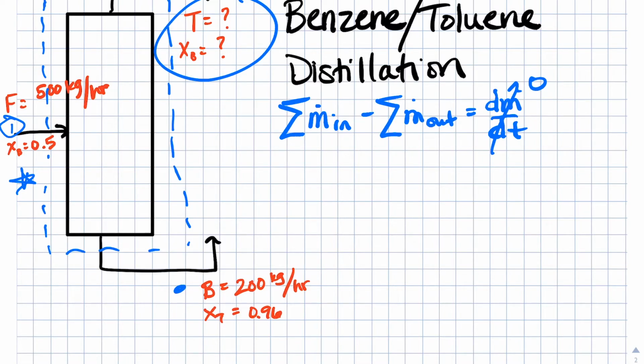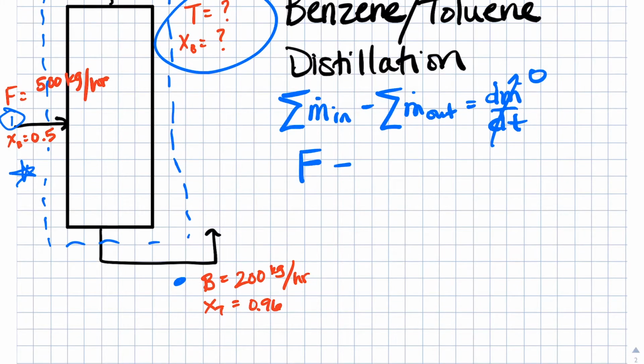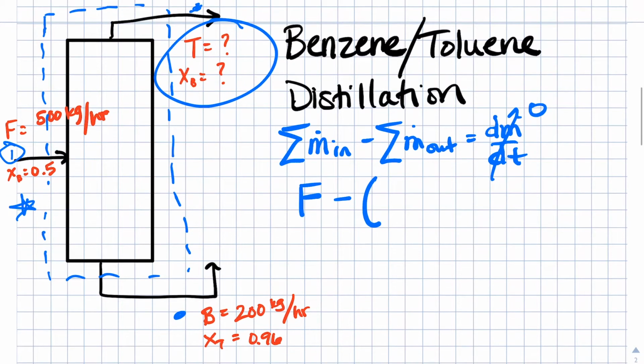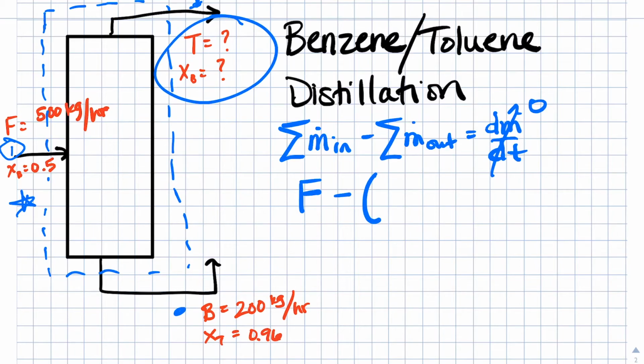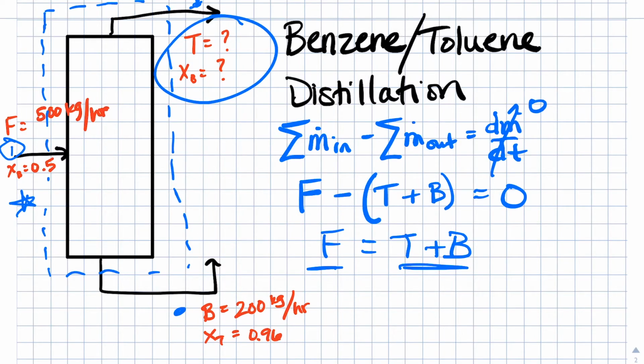So the sum of the mass in terms, that's just F. That's our mass flow rate. And the things that we have coming out, it's going to be minus the sum of the out streams, which is T plus B. And that's all equal to 0. If I rearrange it, I know that F equals T plus B. That makes sense. Everything coming in is equal to everything going out in a steady state, non-reacting system.